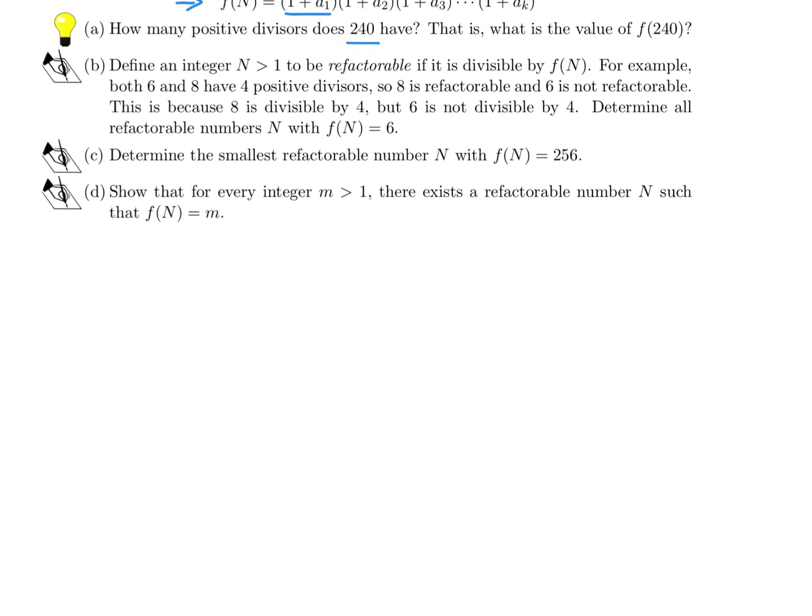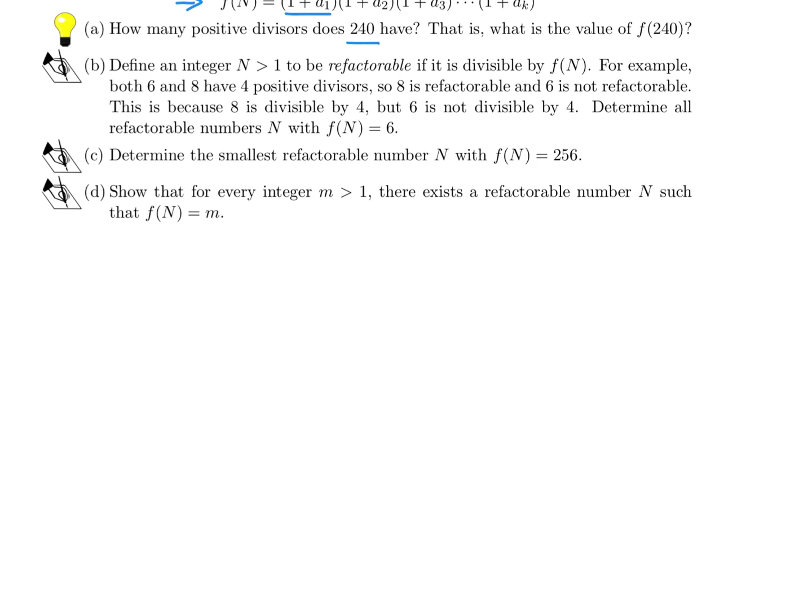And define an integer n greater than 1 to be refactorable if it is divisible by f of n. For example, both 6 and 8 have 4 positive divisors, so 8 is refactorable, and 6 is not refactorable. This is because 8 is divisible by 4, but 6 is not divisible by 4. Determine all refactorable numbers n with f of n equal to 6.